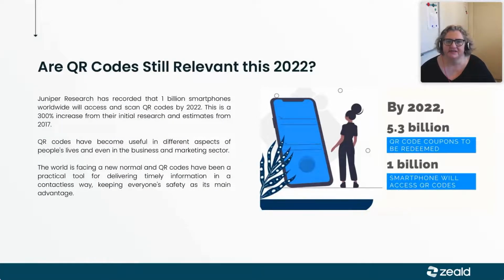So, Juniper Research has recorded that 1 billion smartphones worldwide will access and scan QR codes by 2022. So, this is a 300% increase from their initial research and estimates from 2017. So, QR codes have become useful in different aspects of people's lives and even in the business and marketing sector, like we've been talking about. And the world is facing a new normal, and QR codes have been a practical tool for delivering timely information in a contactless way, keeping everyone's safety as its main advantage.